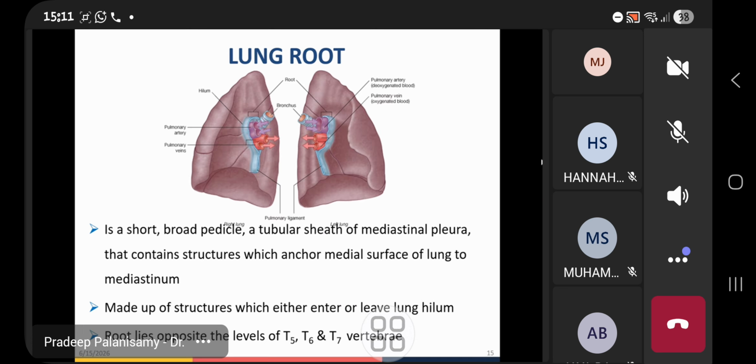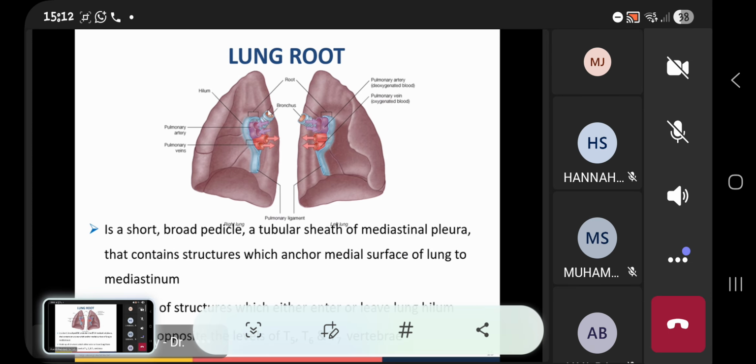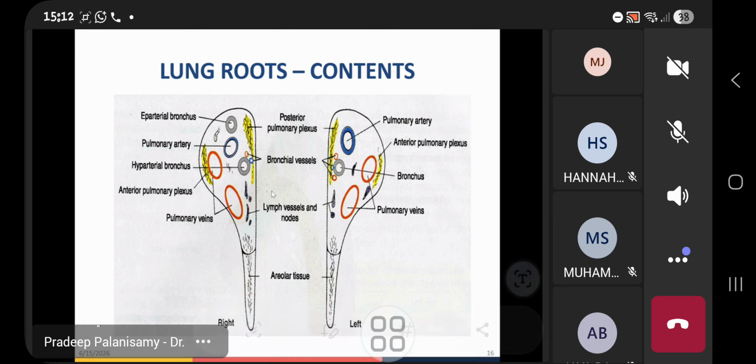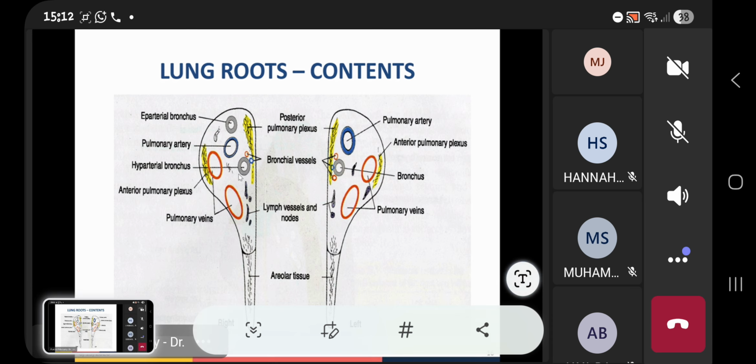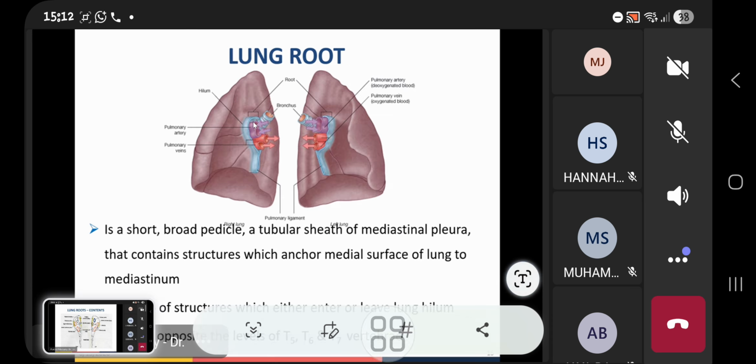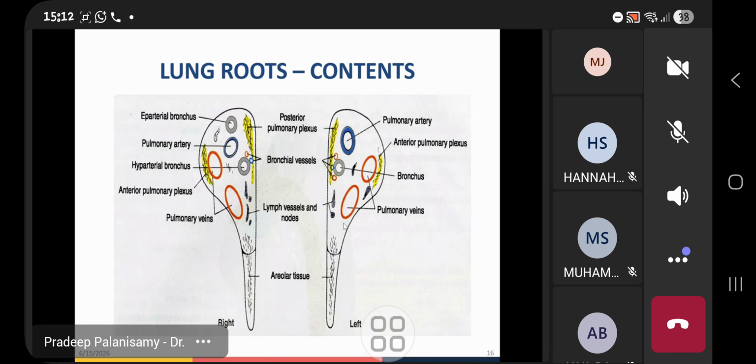Okay. So what exactly is important from your exam point of view? The root of the lung is the things which are entering into the lung surrounded by this pleura over here. This gives you the root of the lung. So for the contents, no need to exactly remember what is in the front and what is at the back. Don't worry too much about them. But you need to know the contents, what is inside.